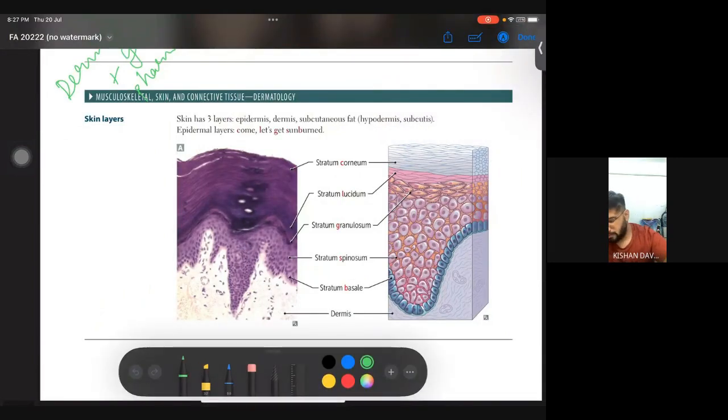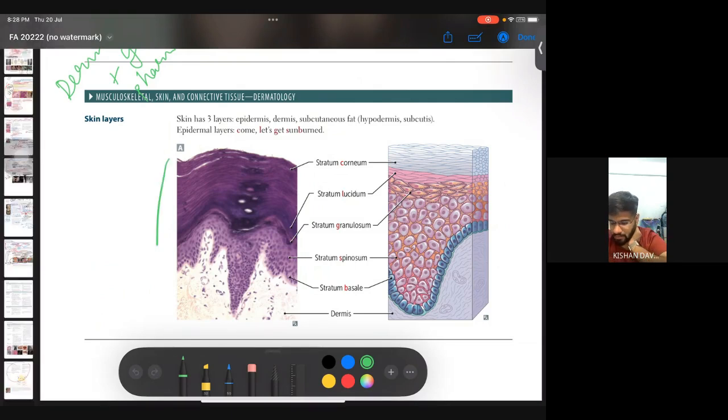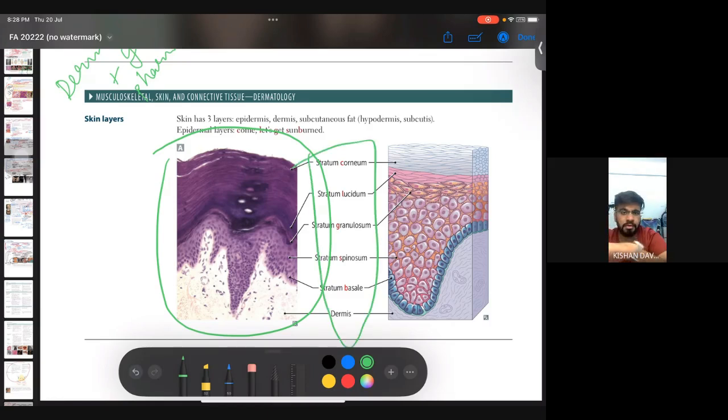Now, before starting the skin, you should be able to remember these layers because they will ask you this diagram or any diagram related to this. You need to remember in which order the skin layers are present, and in which layer they will be absent. You know this mnemonic they've already given here: Come, let's get sunburn. That is a very good mnemonic.